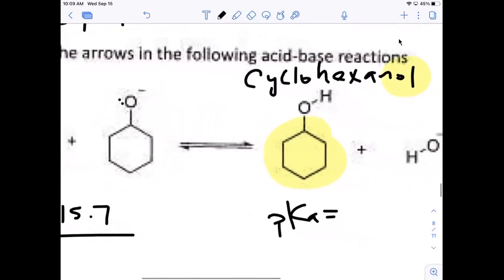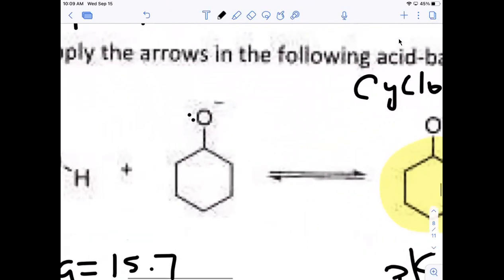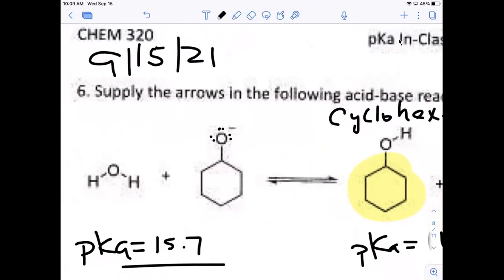And then cyclohexanol, anybody got that? 16. You say 16? Is that right? Yes. All right. So now let me put some electrons in. So of these two, which do you think is the base and which do you think is the acid? Is the water the acid? Yes.